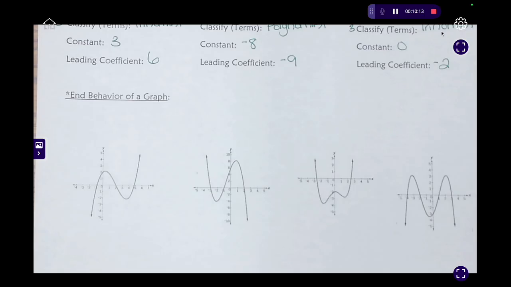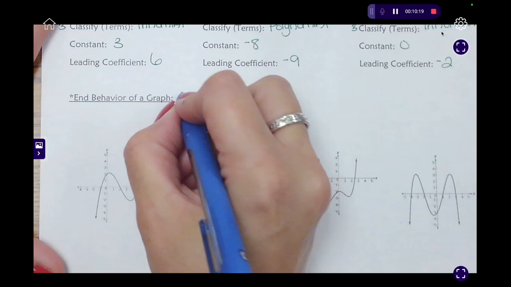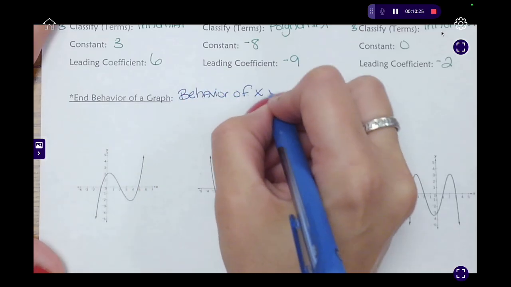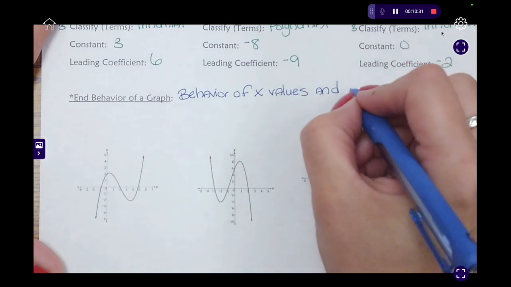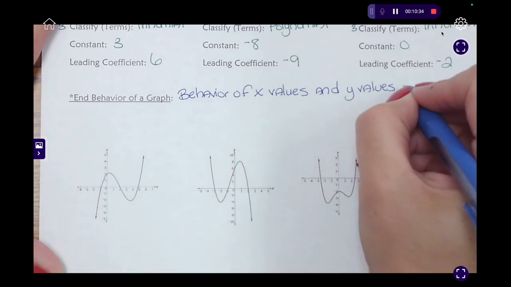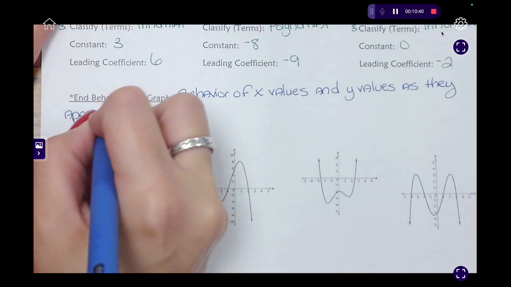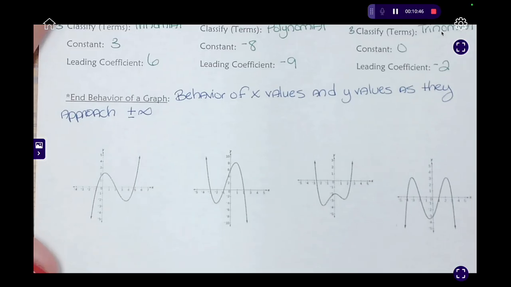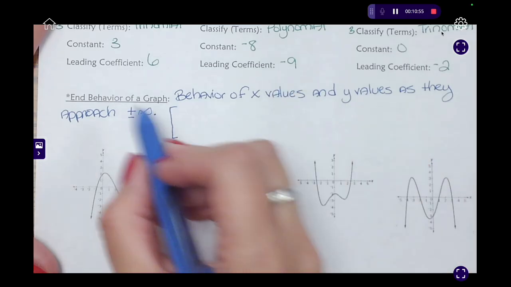Okay, so when I'm looking at end behavior of a graph, I'm asking you, how are your x's and y's behaving? Okay, so you're looking at the behavior of your x values and y values as they approach infinity and negative infinity. When you're writing these, we're going to use a little bit of abbreviation so we don't have to write approach every time.